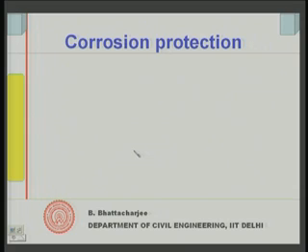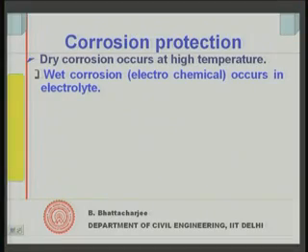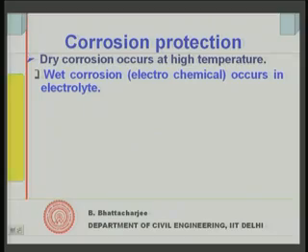But the other issue is corrosion protection, and let us see what we do related to corrosion protection. Corrosion in steel can be dry corrosion, which occurs at high temperature, but that is not much of our interest. But we know about wet corrosion, and we know that it is an electrochemical process. We have discussed it at length in connection with rebar corrosion in concrete. Here we will not discuss the corrosion process, but we know that it is electrochemical and occurs in an electrolyte.